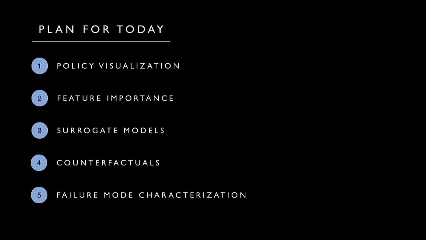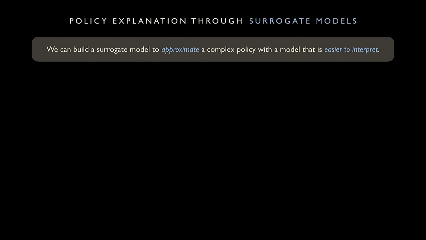That's a big part of what people think about with explainability. Another thing you can do for explainability is use surrogate models. We often use these to explain the policies of agents. Specifically, if we have an agent with a complex policy, maybe a neural network, we could build a surrogate model to approximate that policy. Ideally, we use a surrogate model that's already easier to interpret off the bat.